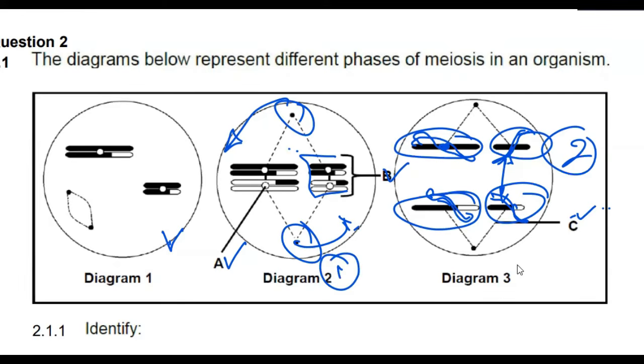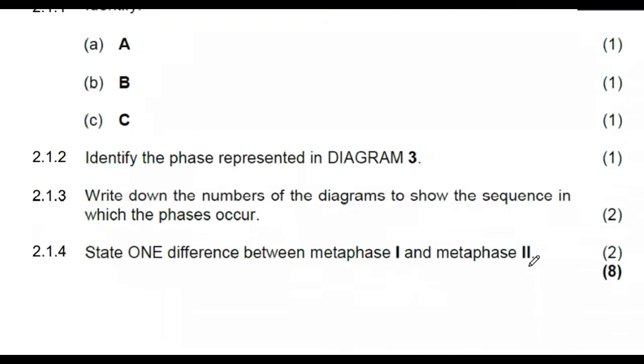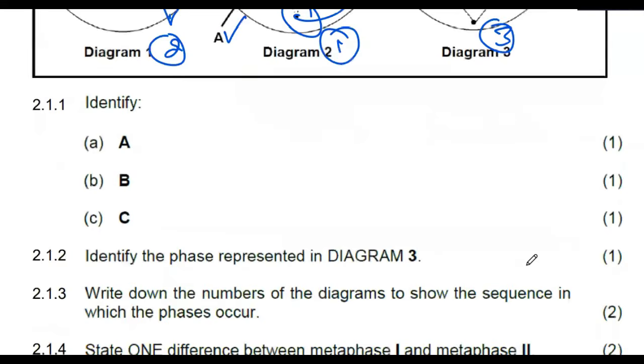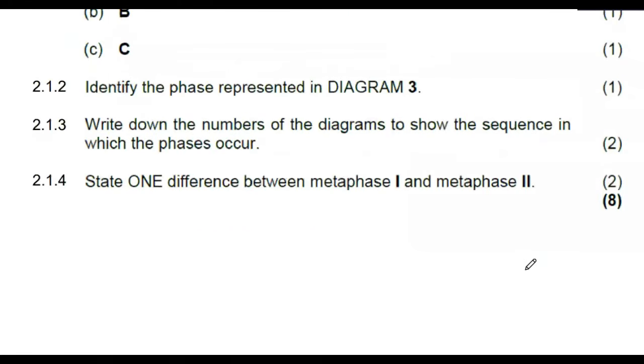And then this one is prophase 2. And after prophase 2, they separate. So it's going to be 1, it's going to be 2, and then it's going to be 3. So when you are writing the numbers, it's going to be diagram 2, diagram 1, and then diagram 3.